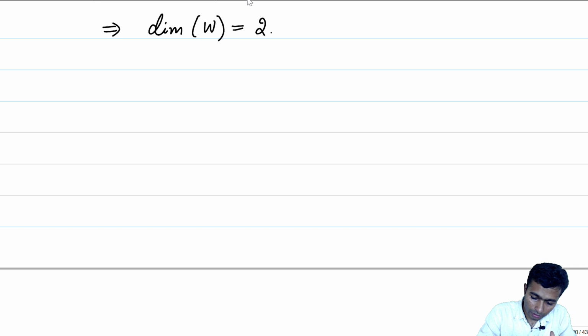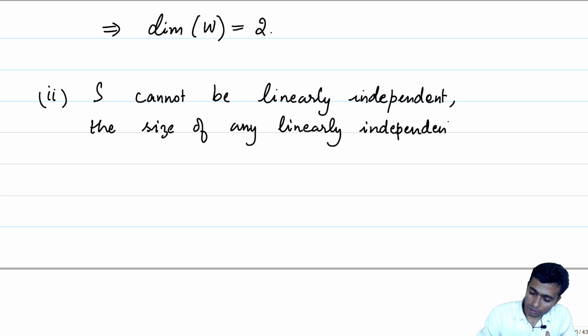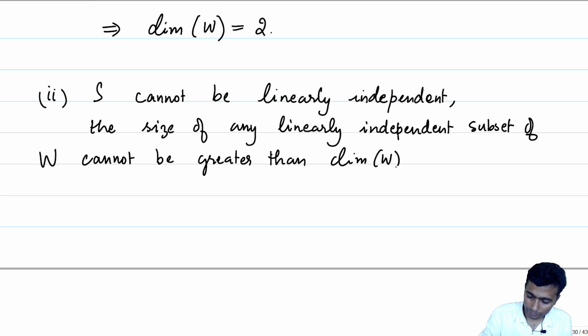So let me say this: S cannot be linearly independent, since by one of the consequences of the replacement theorem, the size of any linearly independent subset of W cannot be greater than the dimension of W. And S has 3 elements, which is more than the dimension of W. And therefore, S is not a basis.